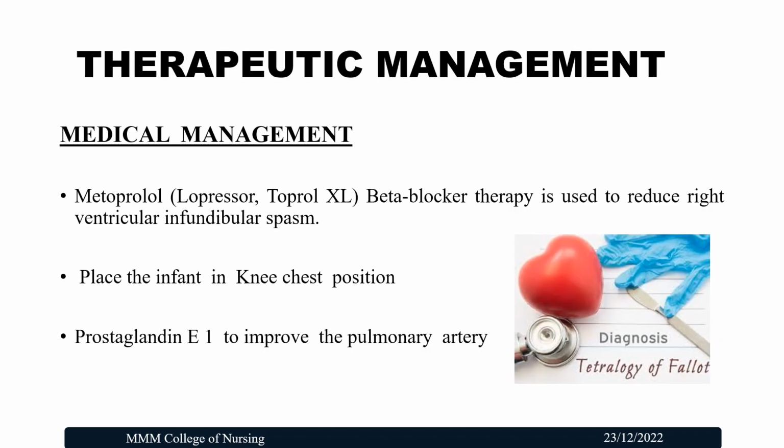Coming to the management, the first one is the medical management. You give metoprolol, a beta blocker therapy, to relieve right ventricular infundibular spasm, and place the infant in the knee-chest position, giving prostaglandin E1 to improve the pulmonary arteries. These three are the major medical managements which are done: beta blocker therapy, placing the infant in knee-chest position, and prostaglandin E1 to improve the pulmonary artery.